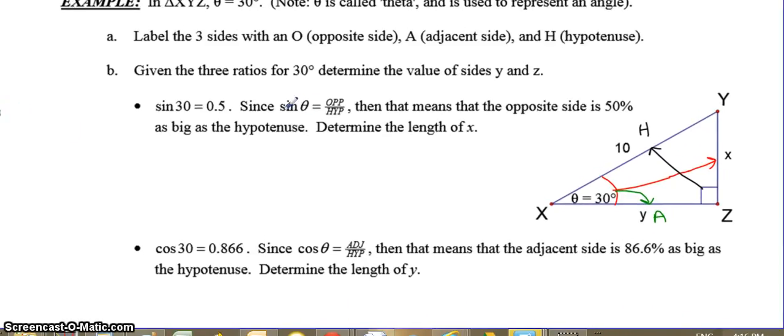So if sine 30 is equal to opposite over hypotenuse, that means that since the ratio is equal to 0.5, the opposite side is 50% of the size of the hypotenuse. So if the hypotenuse is 10, the opposite side would have to be 5, because 50% of 10 is equal to 5.